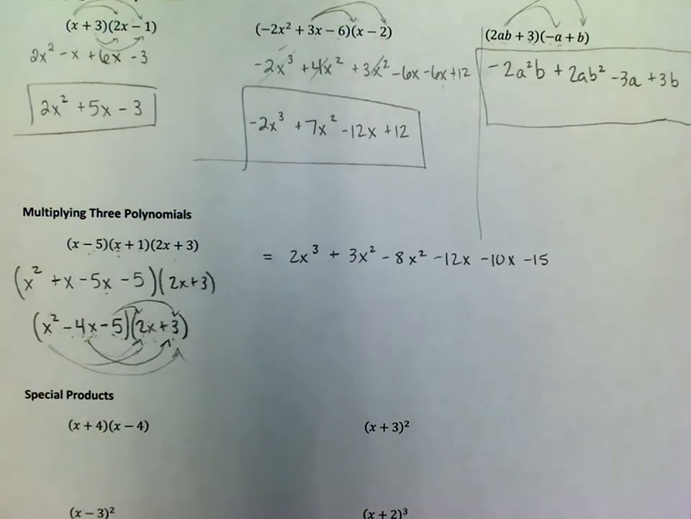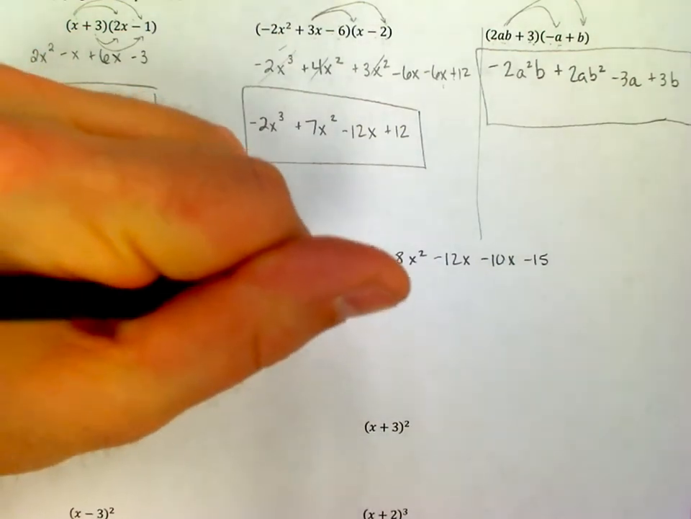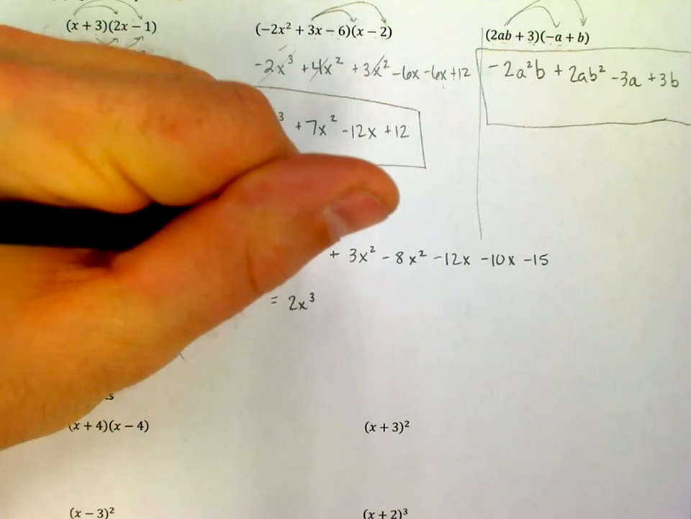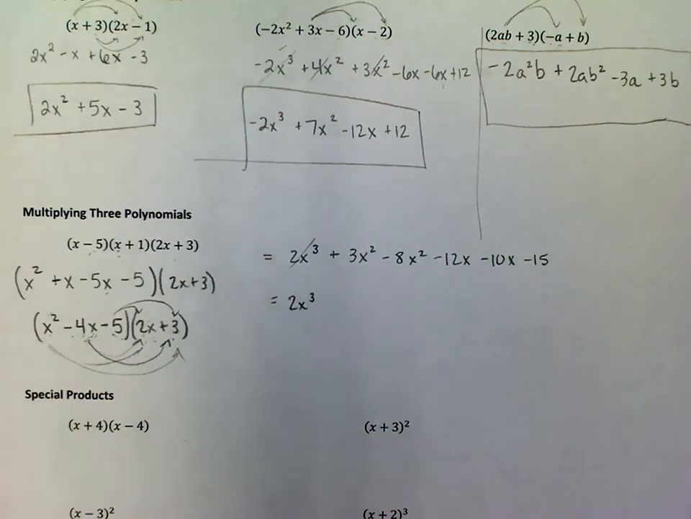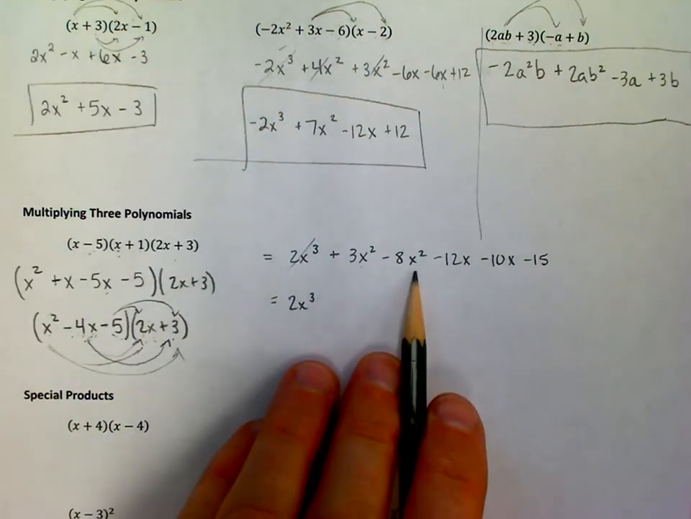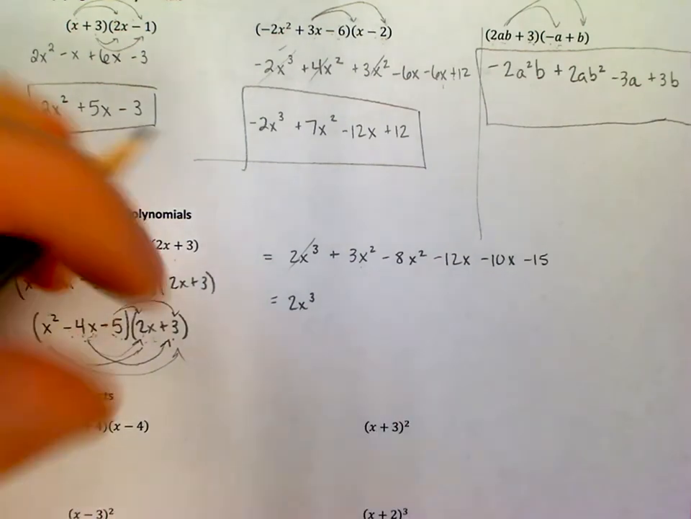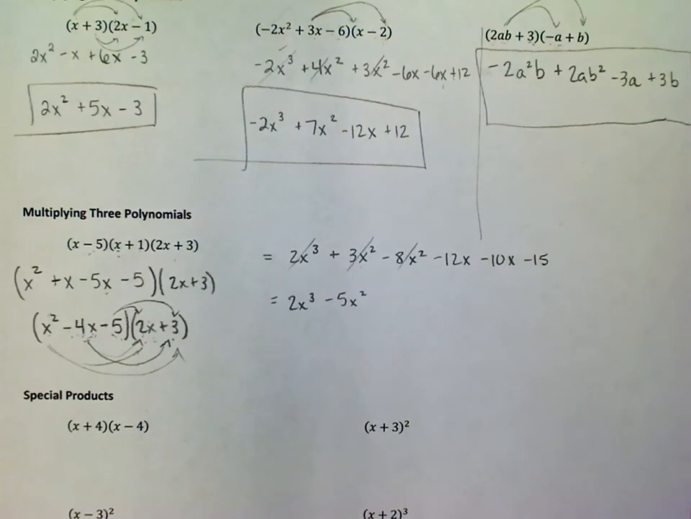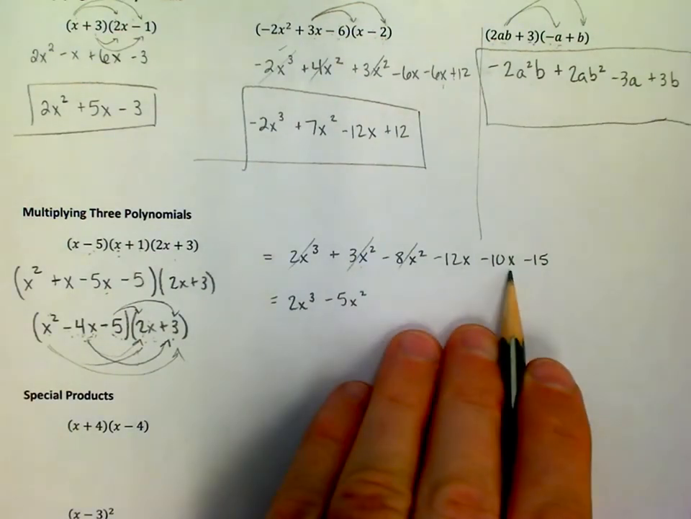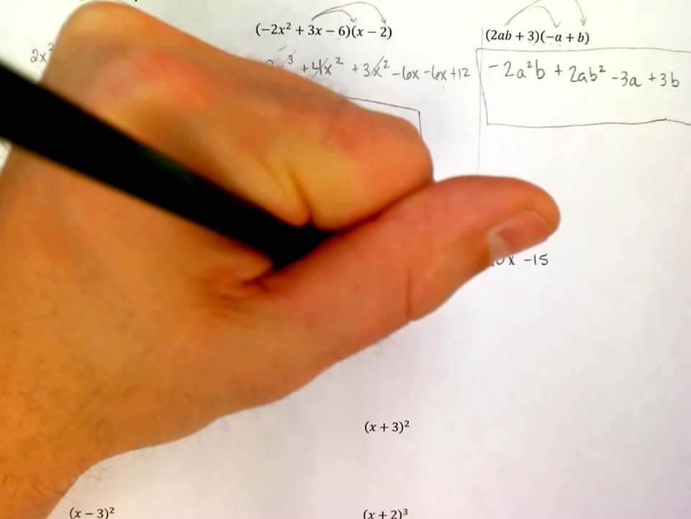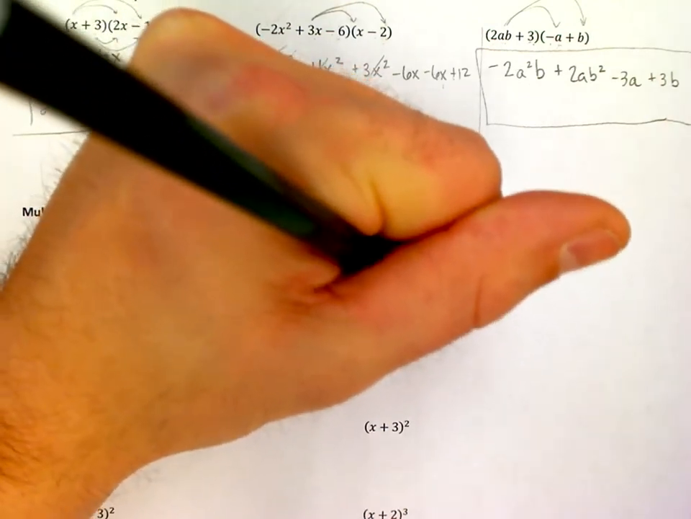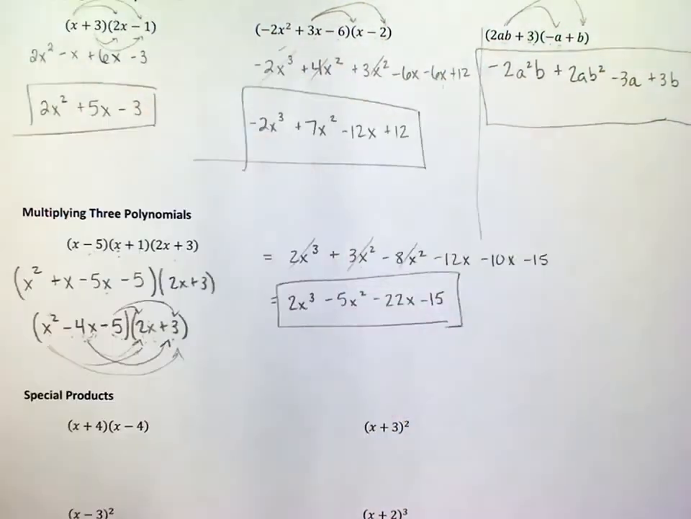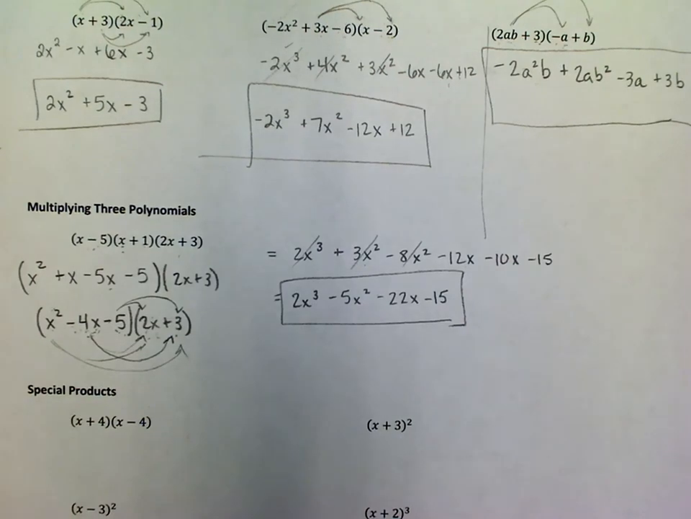Now it's a matter of combining like terms. I'm going to write this in standard form, so the x cubed goes first. I'm going to put a little slash through it so I know I've taken care of it. X squareds, I have 3x squareds, subtract 8 of them. So I have negative 5x squareds now. Little slash, little slash. Negative 12x minus 10x is negative 22x. And then you have the negative 15 at the end. So our answer is 2x cubed minus 5x squared minus 22x minus 15.